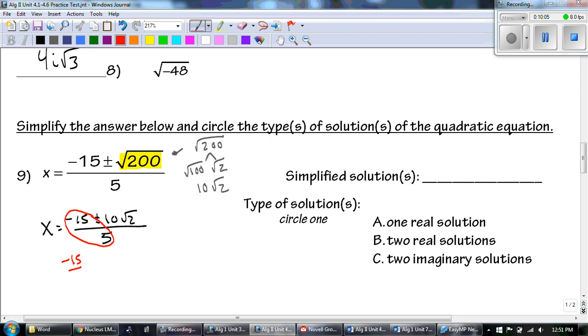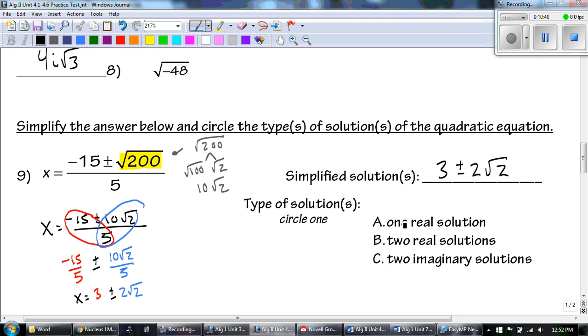And remember, we have to divide this out. I have to divide negative 15 divided by 5, plus or minus, and then I have 10 root 2 divided by 5. I have to figure out what those are before I get to my final answer. Negative 15 divided by 5 is 3, and then 10 divided by 5 is 2 root 2. So our answer is 3 plus or minus 2 square root 2. Now, I can't do anything else. That's as far as I can go.